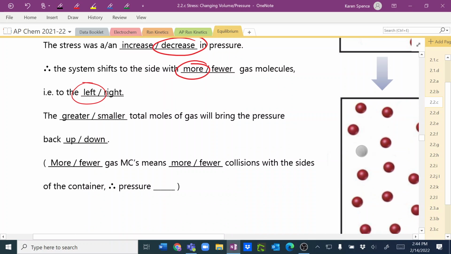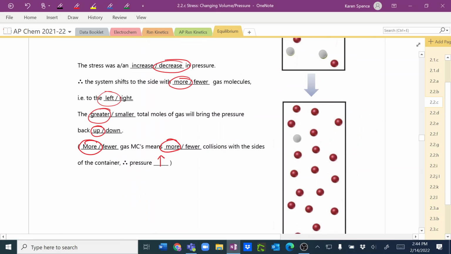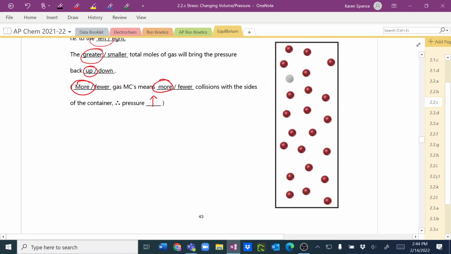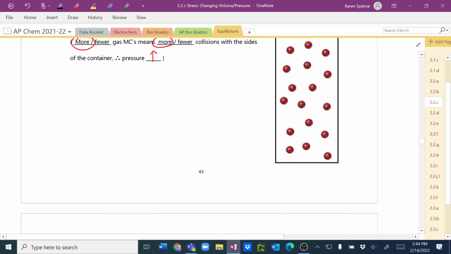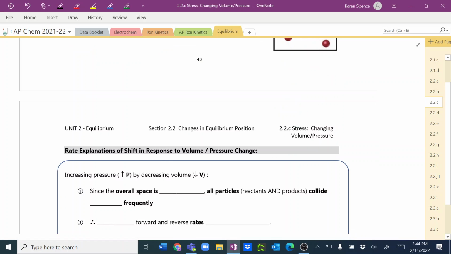And that means we're going to have a greater total number of gas molecules, which will bring the pressure back up, since more gas molecules mean more collisions with the sides of the container. That means our pressure has increased. We good? Cool. Okay.